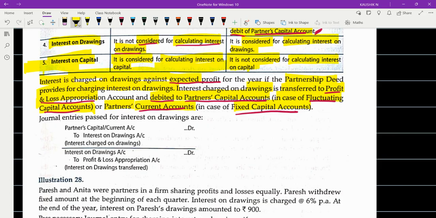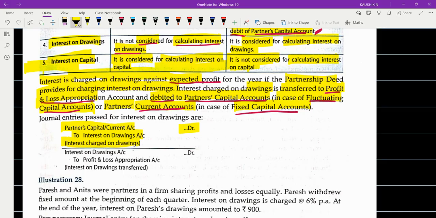Now comes the important journal entry related to this interest on drawings. First, the partner's capital or current account will be debited to interest on drawings account. This is for charging the interest on drawings. You will show it on the debit side of the partner's capital account. If the capital is fixed method, it will be shown in the current account. If the partner's capital is fluctuating, it will be shown in the capital account.